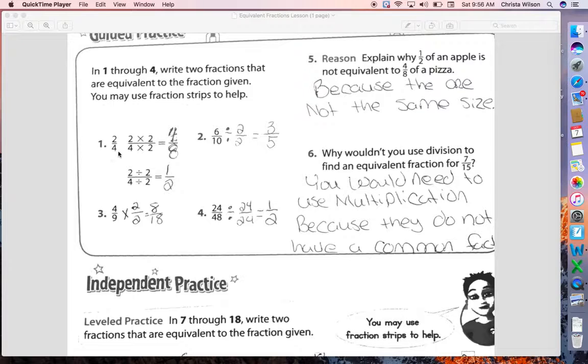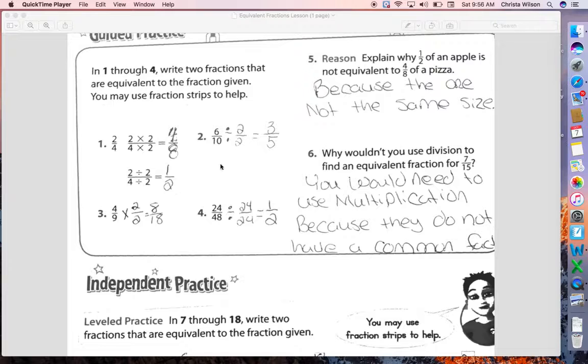So we're going to look at number 1. So the fraction 2/4, okay? We can do either one. In this example, we're multiplying the numerator and denominator to create the equivalent fraction of 4/8, or you could divide it because they both have the factor of 2 in common. So you could divide 2 into 2, and that's 1, and then 2 divided into 4 would be 2, and that would be in its simplest form.